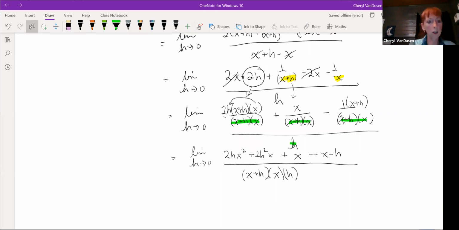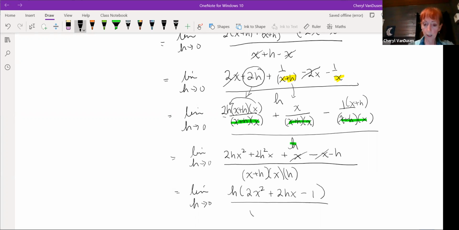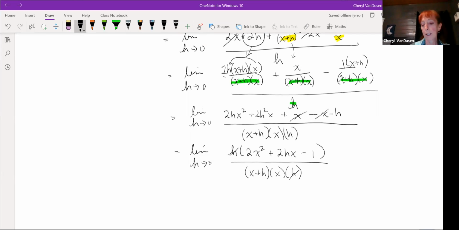Now we have a little bit of canceling, not a whole bunch, but we can cancel this x and this x. And then we can go about factoring out an h from everything. So we take an h out, we get 2x squared plus 2hx minus 1 all over the denominator of x plus h times x times h. And that's great because look, we get to cancel these h's, and that's what we want. We want to be able to put 0 into h and not have a 0 come out in the bottom.